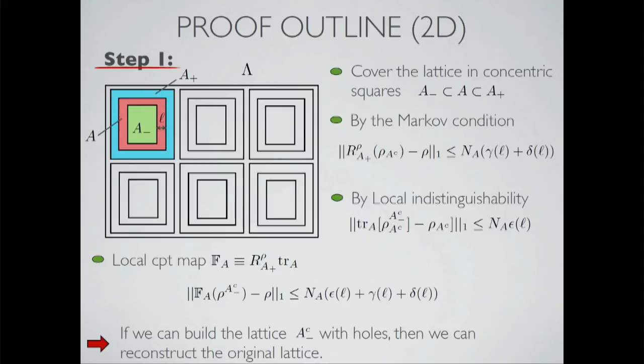Now, when you put these 2 maps together, you obtain that by acting with this local map FA on the Gibbs state only defined on the complement of A minus, you can reconstruct the full lattice. And FA by construction is going to be a local map. This NA in front comes from taking the union of all of these maps, because there are going to be NA different blocks.